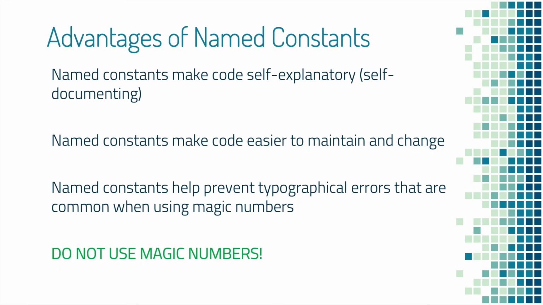So the actual advantages of named constants is, again, it makes the code very self-explanatory. It makes it easier to maintain and change. And the named constants help prevent typographical errors so we don't accidentally type it wrong. So just in total, just do not use magic numbers.